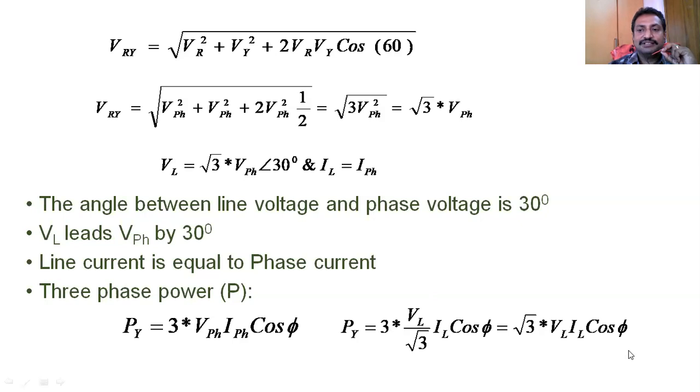So remember, this is about the relations between line and phase in case of star, as well as powers in star connection. Then we need to discuss delta connection.